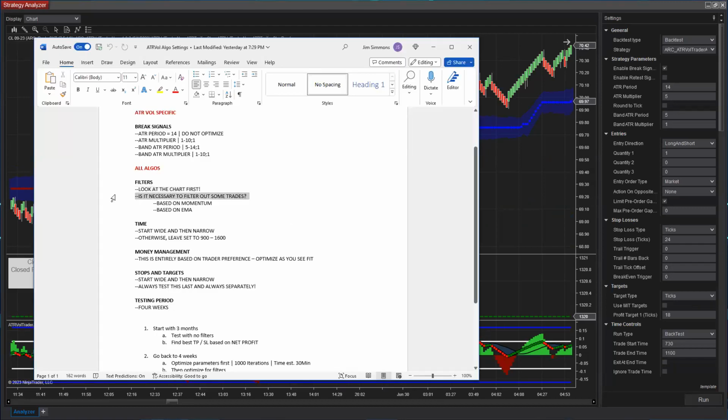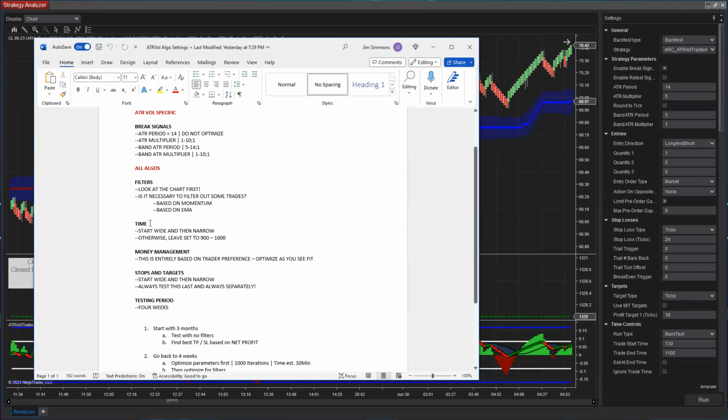So look at the chart first and determine, is it necessary to filter out some trades? Should you be basing that on momentum or confluence, or should you add an EMA? Look at the chart first before you start backtesting, because what'll happen is you'll run backtests for hours on end and you won't get anywhere. And then you're just going to get even more frustrated because you spent all that time for nothing. Simpler is better.